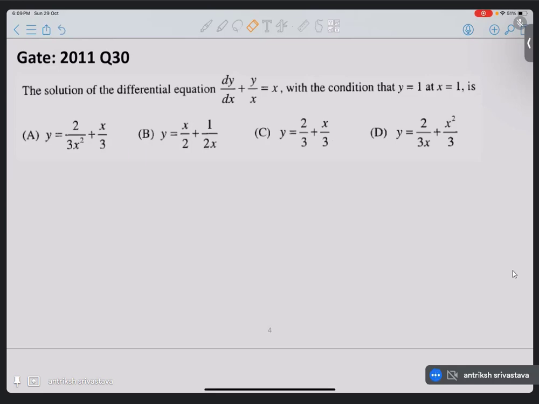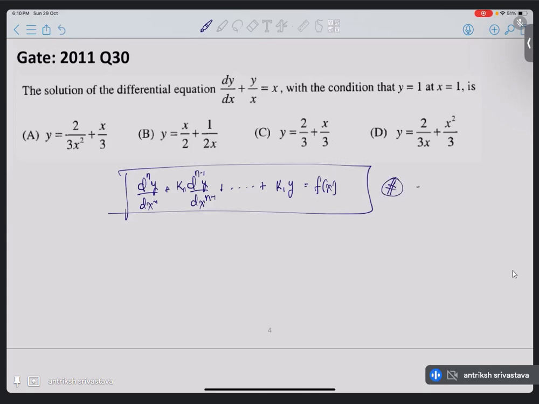They are like d^n y by dx^n plus k_n d^(n-1) y by dx^(n-1) and so on, till we have k_1 y equal to f of x. So this is your linear differential equation, and when we say linear, we have degree equal to 1 and none of the functions of y are multiplied with another function of y or x.